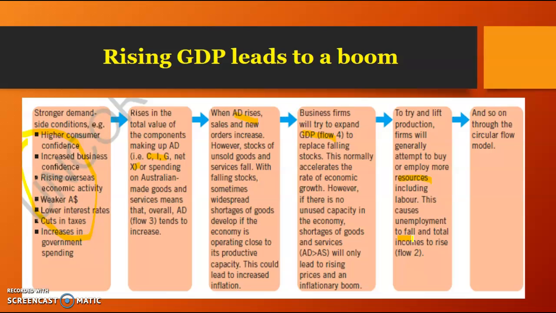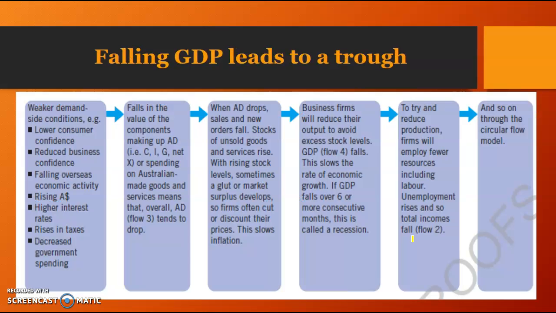In terms of the opposite, if there's weaker demand side conditions, we see a decrease in C, I, G, or X. Firms experience surpluses of goods and services or stock. Therefore, they lower production. Because they lower production, they need fewer resources. That leads to less incomes, and it flows through the economy in the opposite direction.